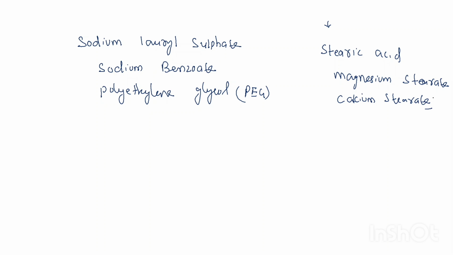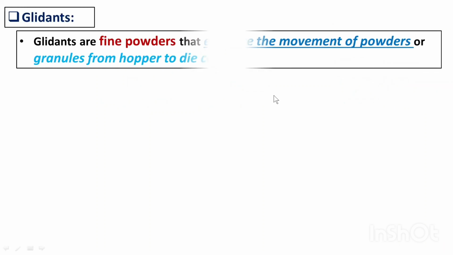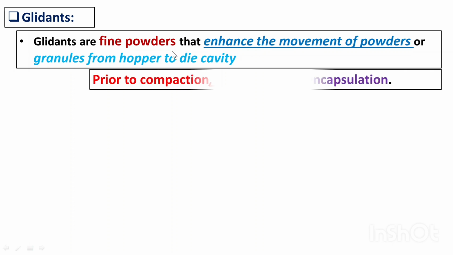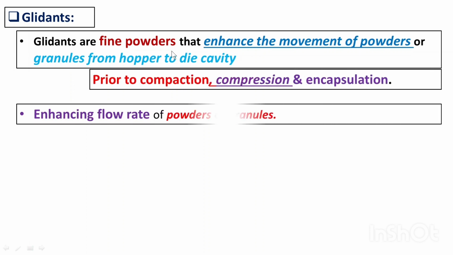These are the examples of insoluble lubricants which are used in the tablet manufacturing process, right? The next excipient is glidants. What are the glidants? These are fine powders which enhance the movement of powders or granules from the hopper to the die cavity before the compression process, right? The main important function is to enhance the flow rate of the powder granules.